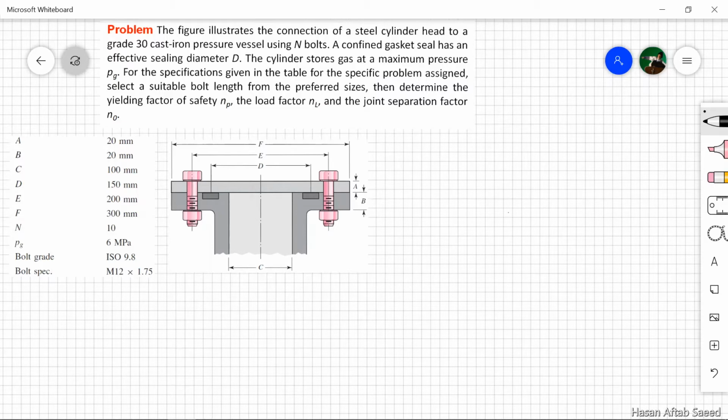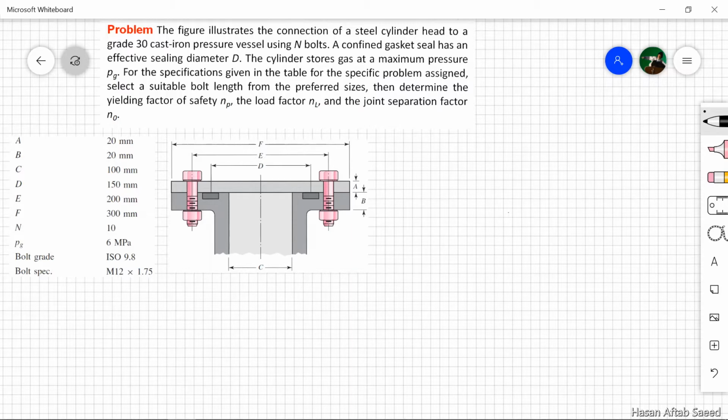This diagram is a bit misleading because, as you can see, A and B are both 20 millimeters, but the diagram doesn't suggest so. But because this is a generic diagram for many problems, don't worry about this. Just accept the numerical values.